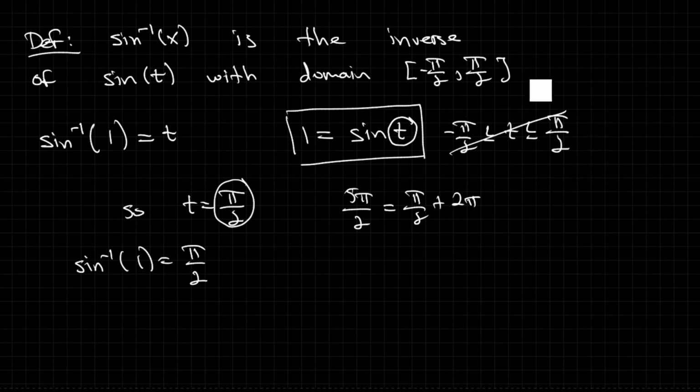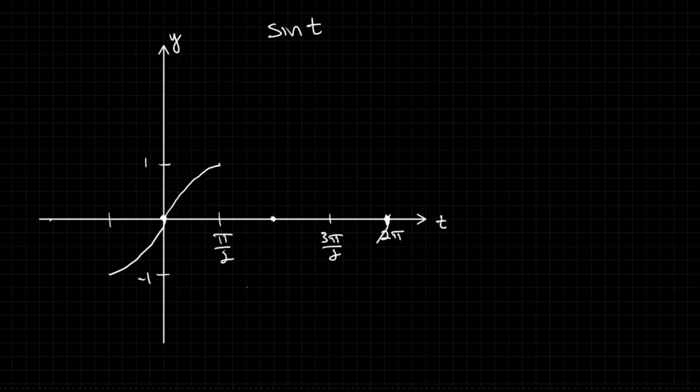However, when you specify that your t is between minus pi over 2 and pi over 2, that makes it so that there's only one solution. And so while there are very many domain restrictions that we could have made to this graph, this is the commonly accepted standard domain restriction.